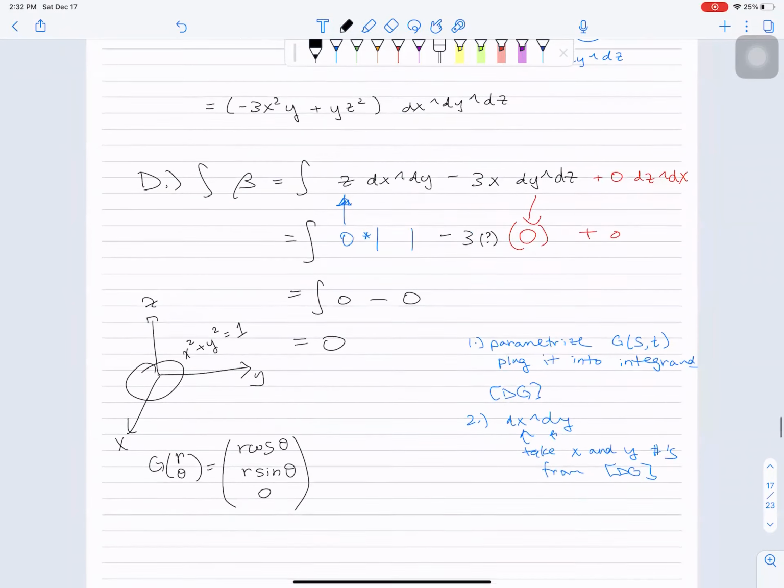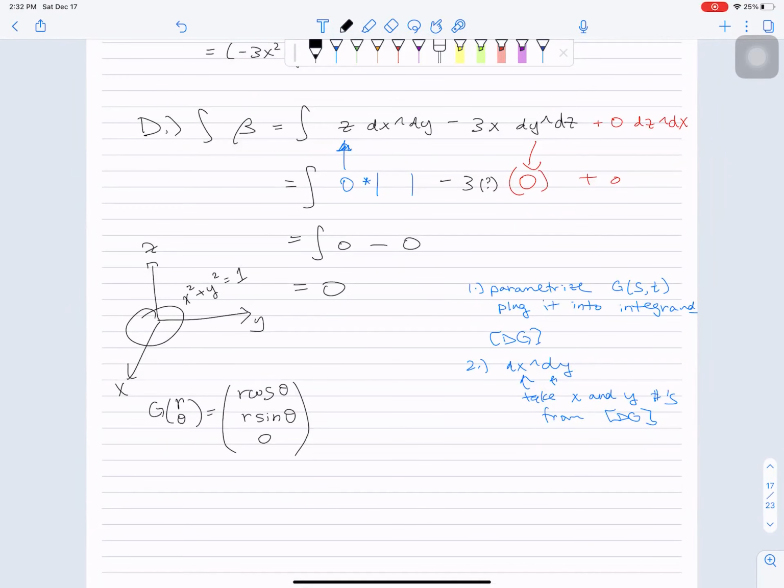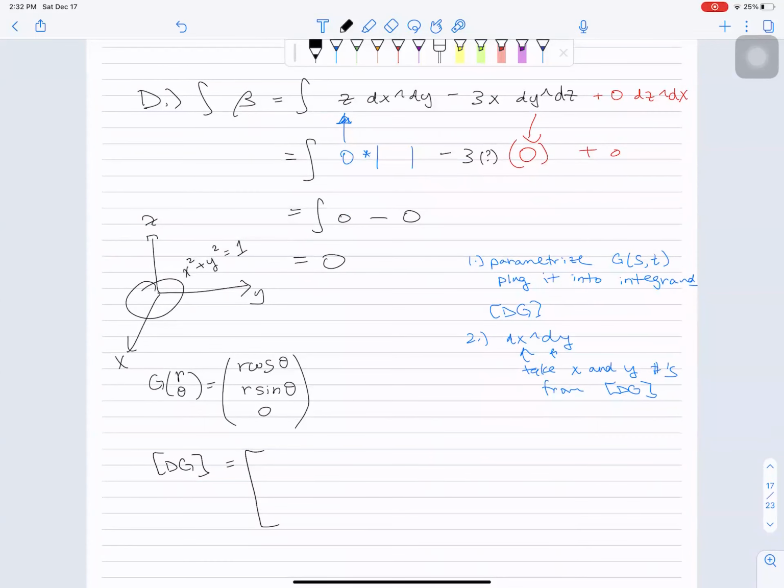Okay. And if you were to solve this, how would you plug this in? So would z just be 0 and then dx wedge dy would just be dx dy? How would plugging that back in look? Yeah, so you would find your derivative of g. So the derivative with respect to r is cosine theta, sine theta, 0, and with respect to theta is negative r sine theta, r cosine theta, 0. So for the dx wedge dy part, you would take the x and y components from your derivative.